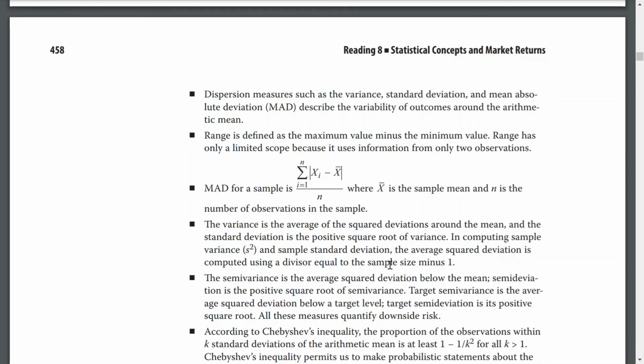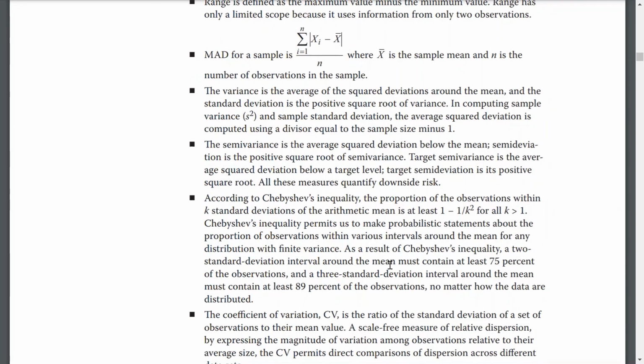The variance is the average of the squared deviations around the mean, and the standard deviation is the positive square root of variance. In computing sample variance and sample standard deviation, the average squared deviation is computed using a divisor equal to the sample size minus 1. The semi-variance is the average squared deviation below the mean, and semi-deviation is the positive square root of semi-variance. Target semi-variance is the average squared deviation below the target level, and target semi-deviation is its positive square root. All these measures quantify downside risk.